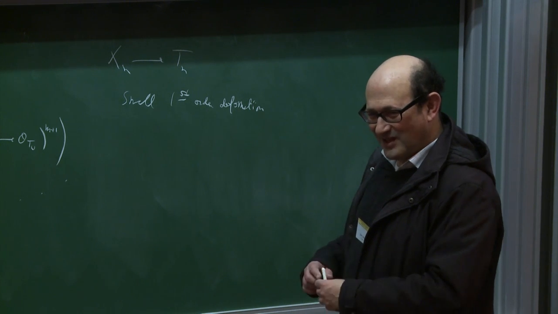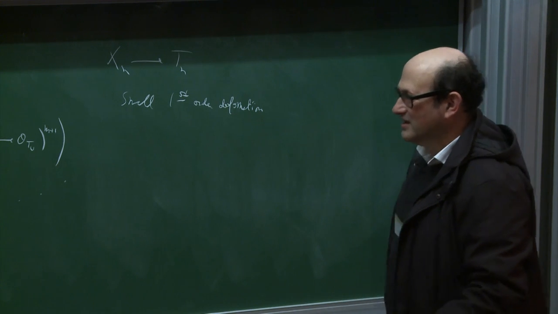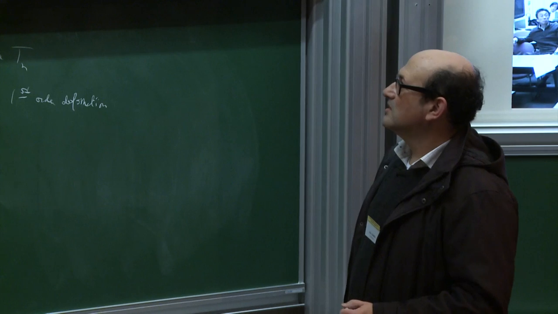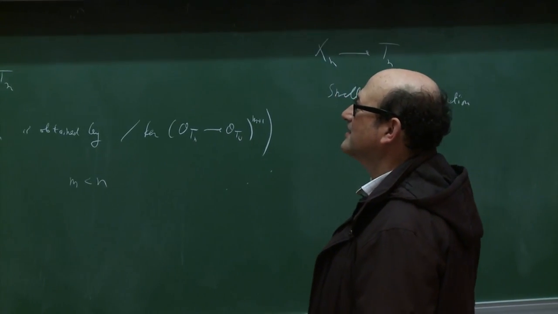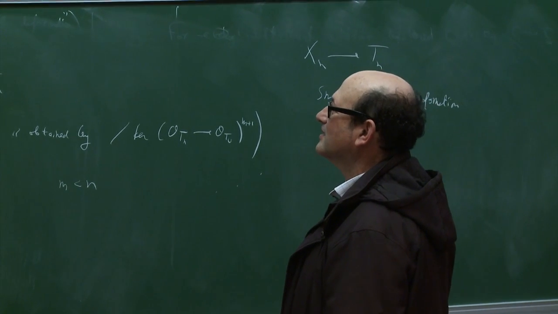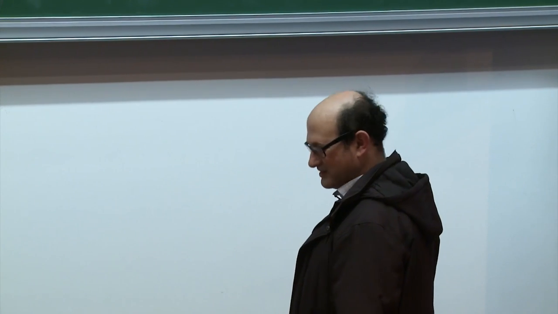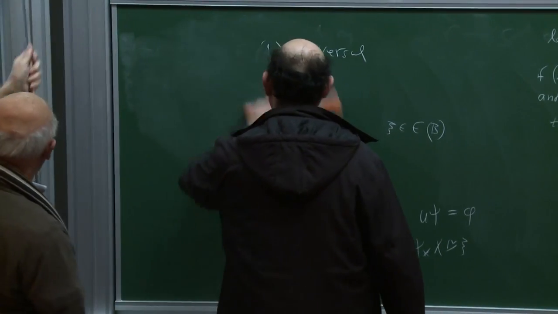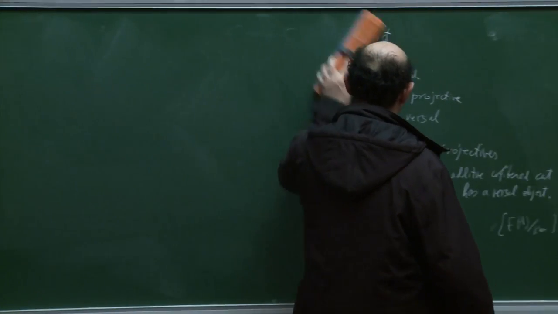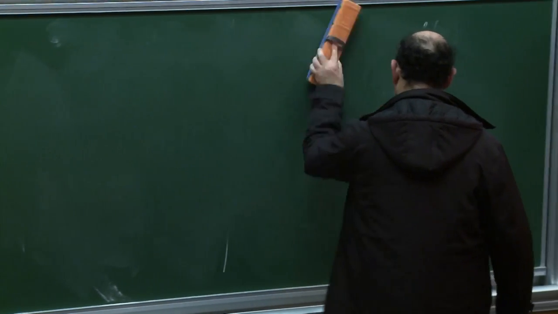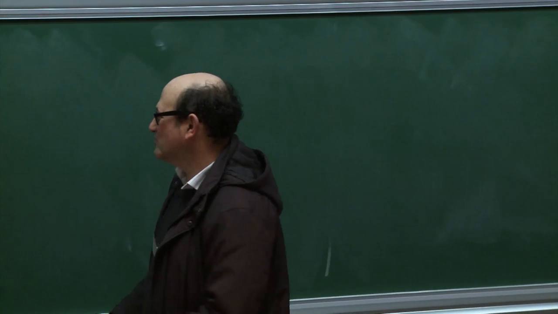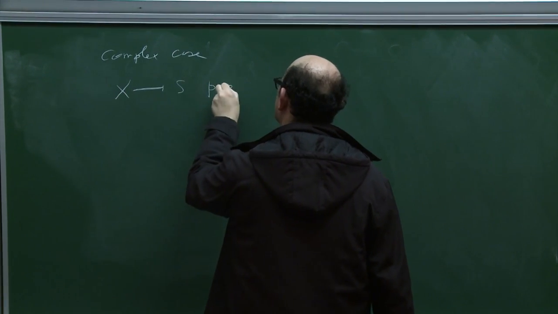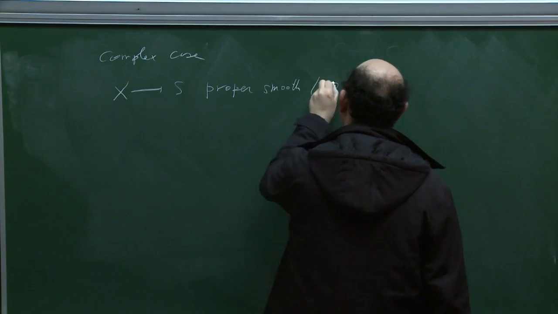Now, I want to explain, in the few minutes left, to sketch very briefly the applications to the problem about Hodge to de Rham and related things. So now what is the Hodge to de Rham in, let's say, the complex case, X to S proper smooth of C analytic spaces.